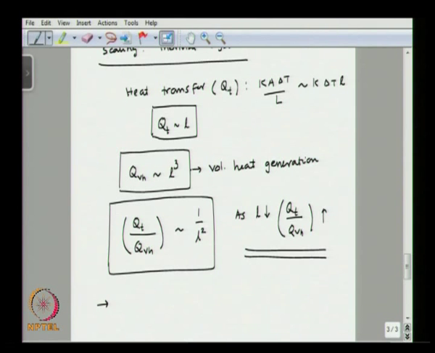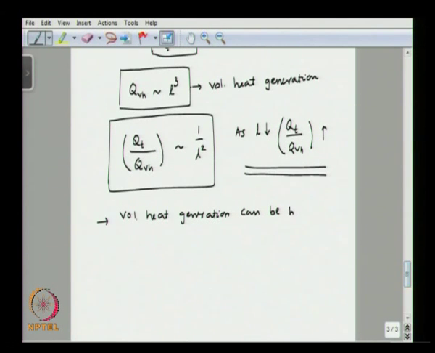So, what we learn from here is the volumetric heat generation can be better taken care of in miniaturized systems.